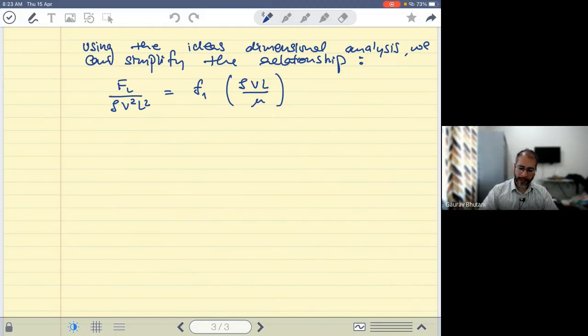So using the amazing ideas of dimensional analysis that you will learn soon, we can simply write the ratio of lift force to rho v square L square as some function, not f, but let's say f1, some other function of a quantity which is rho v L by mu. It still has those 5 variables in it. You still have your lift force, your length, your velocity, your density, your viscosity. They're all there. But we have arranged them in such a way that now the relationship is only between 2 quantities.